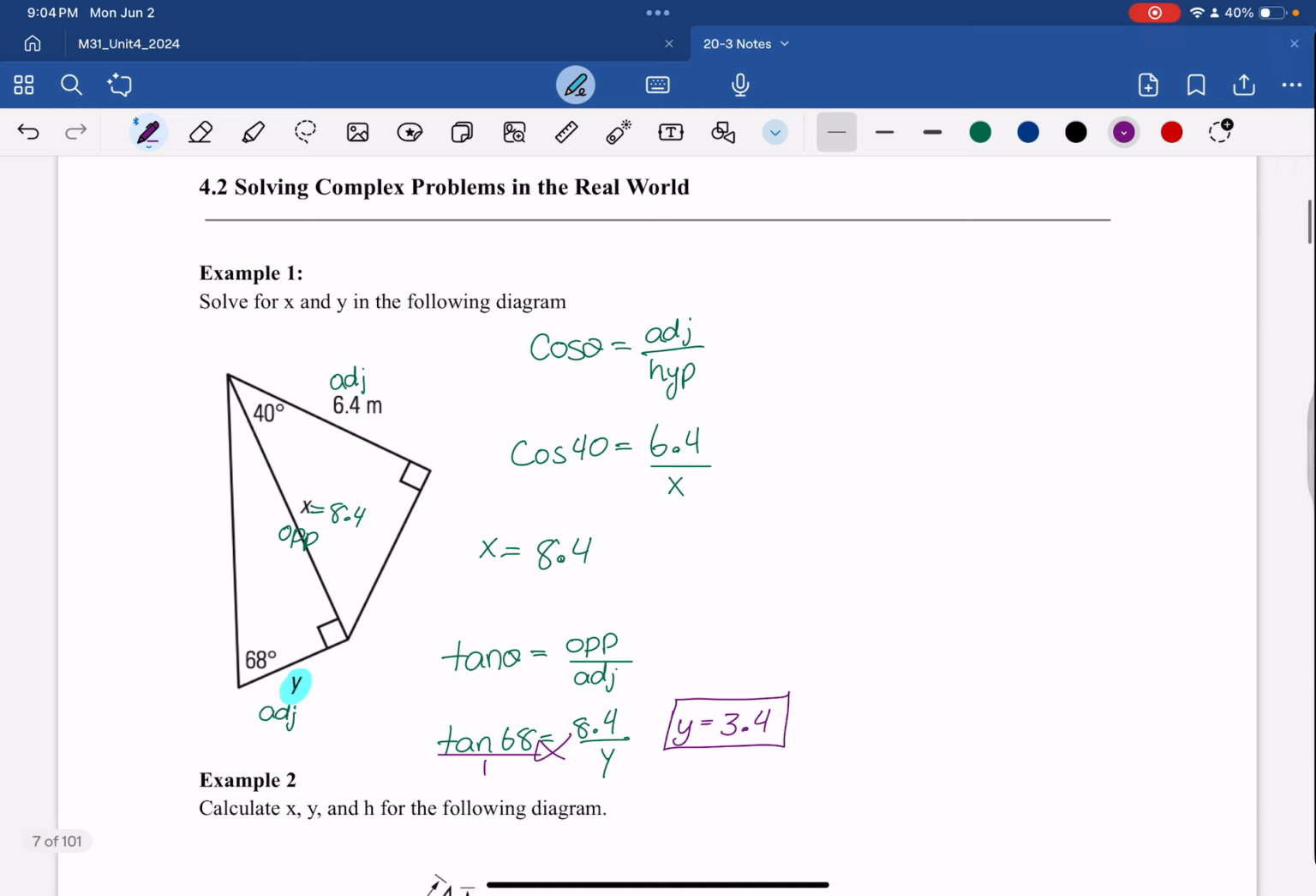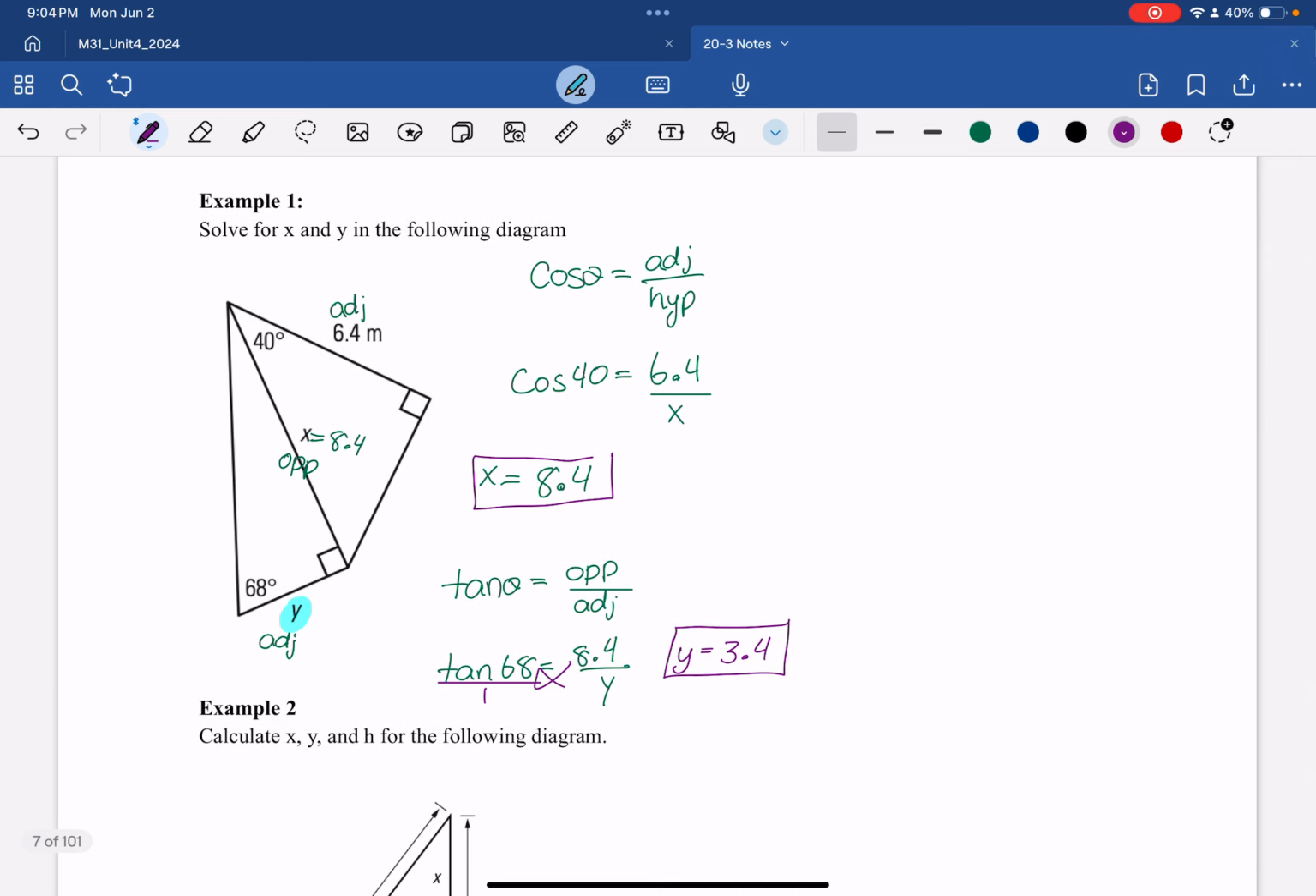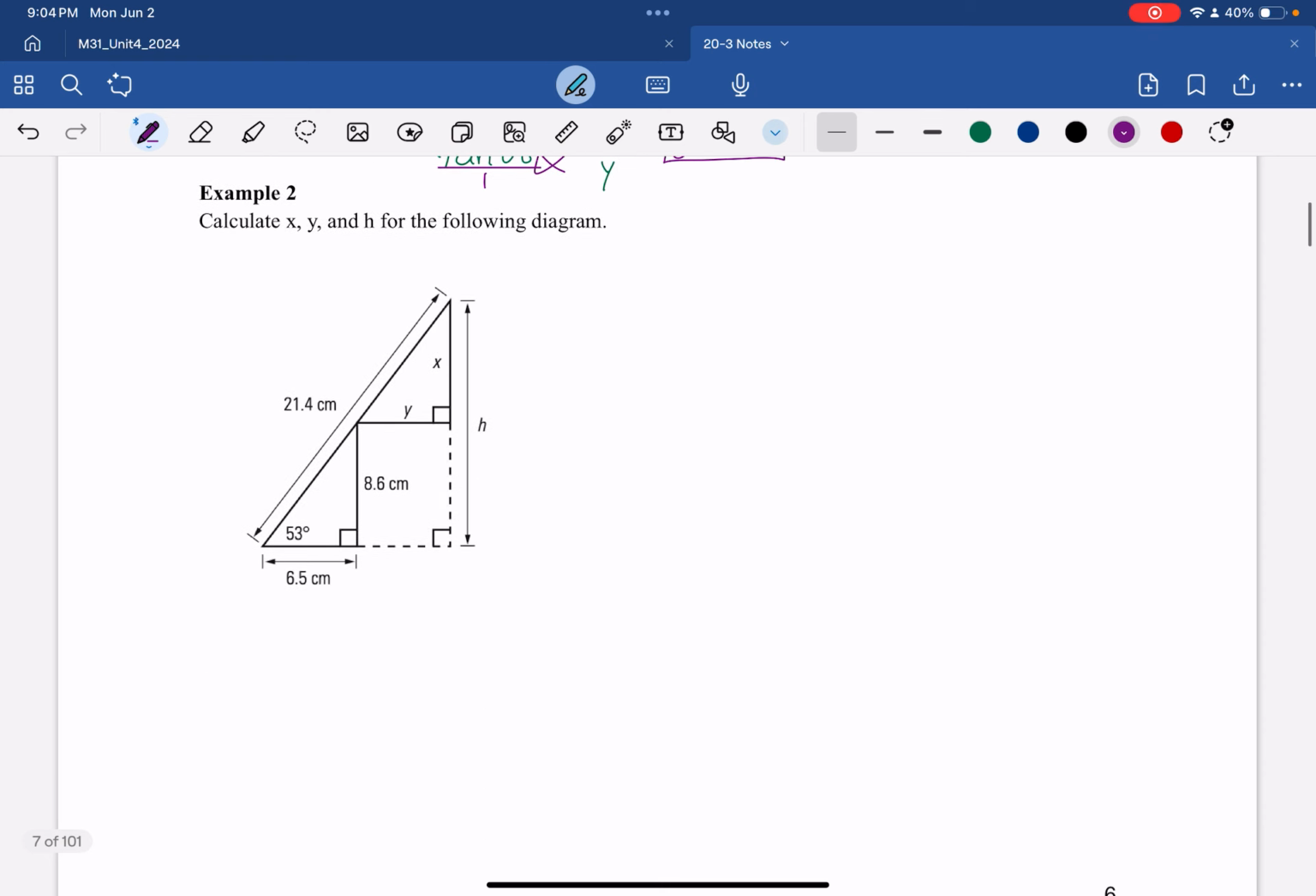Okay. So that would be my solution here for x and y. And it's helpful to box your answers. Okay, for example 2, we're looking for x, y, and h in the following diagram. So I want x, y, and h.